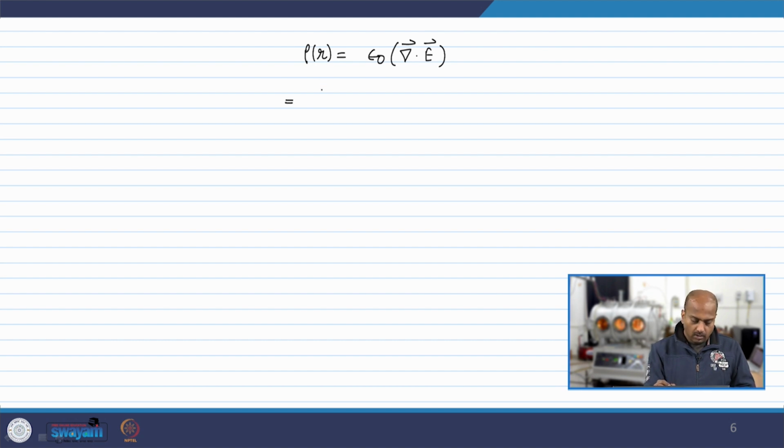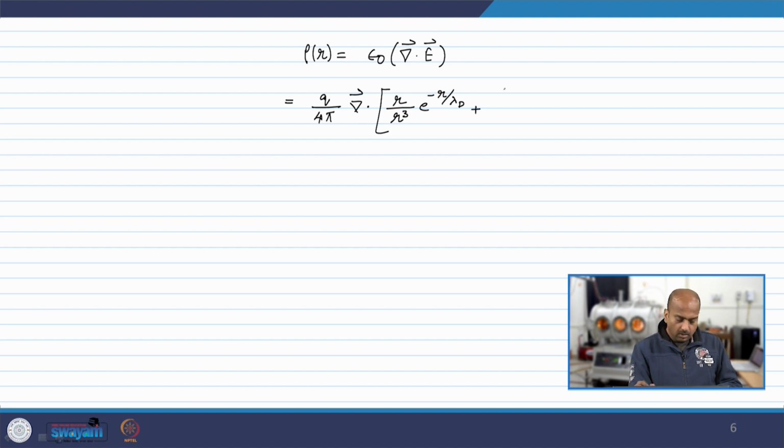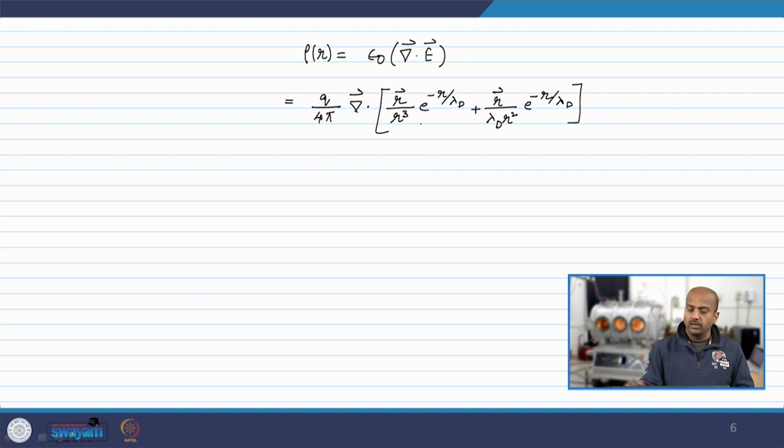Using the electric field that we have just derived, it will be q by 4 pi del dot, r by r cube e to the power of minus r by lambda d plus r by lambda d r square e to the power of minus r by lambda d. Okay. Now, we have to calculate the divergence of all this quantity which appears in the bracket.